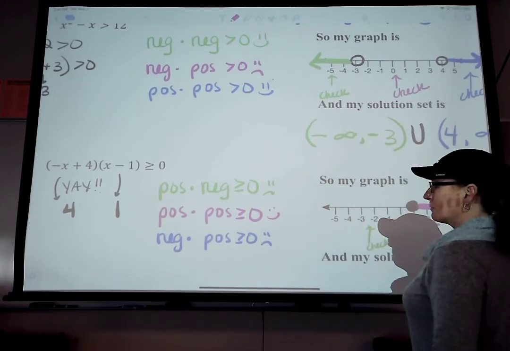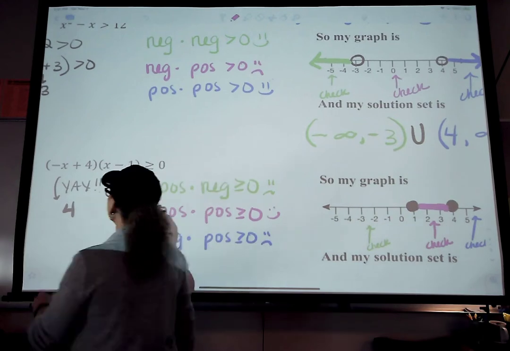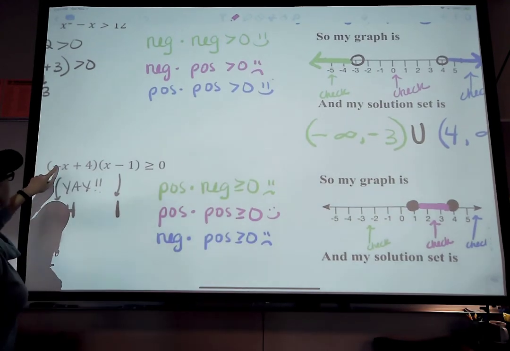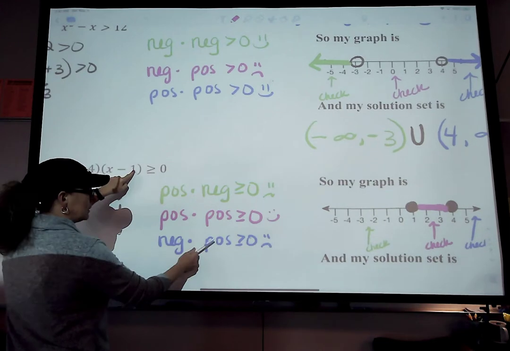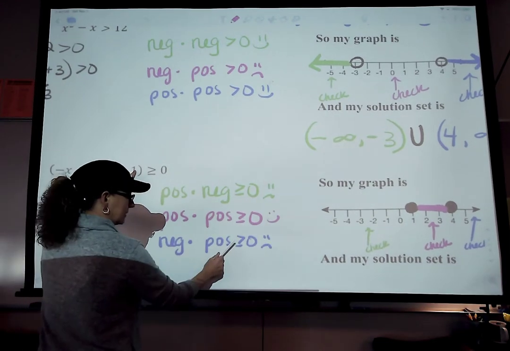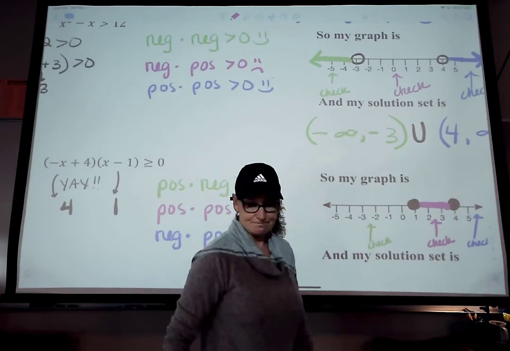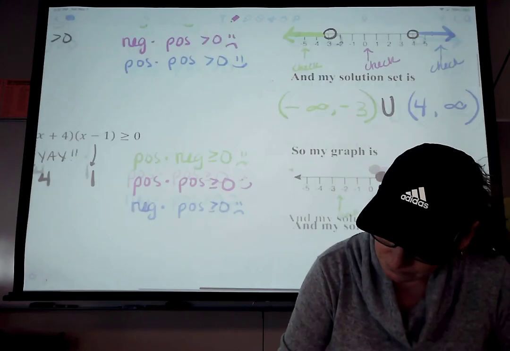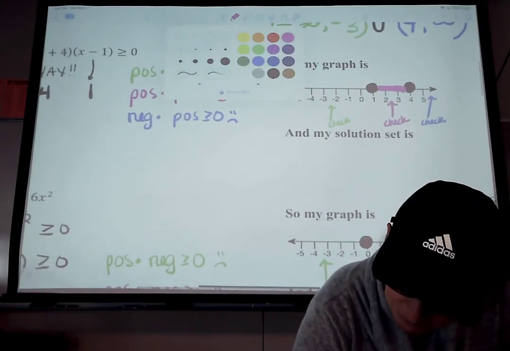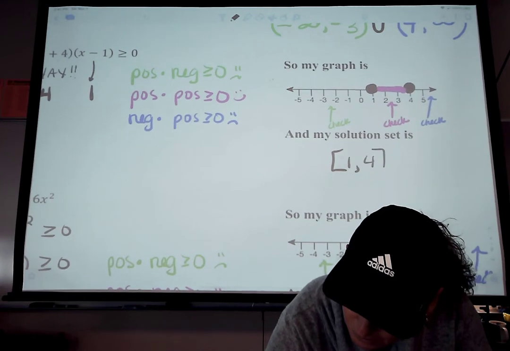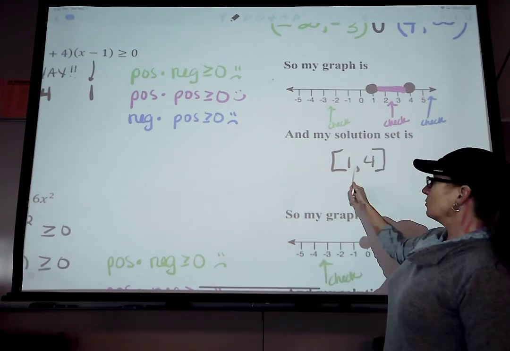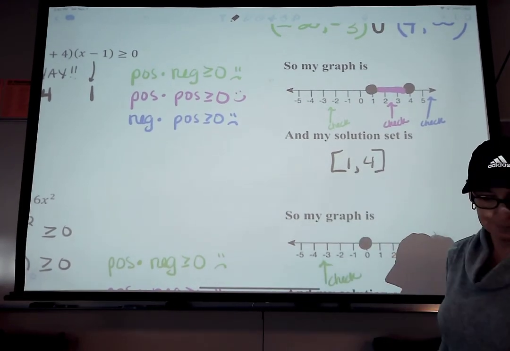And then pick a number from the blue region, like 100. This turns it negative. Negative 100 plus 4 is negative. Positive 100 minus 1 is positive. Is a negative times a positive greater than or equal? No. So our solution set goes from 1 to 4. They are colored in, so you need to include them.